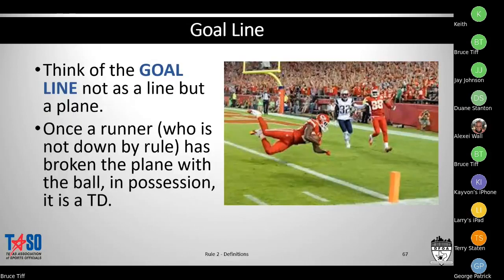Think of the goal line in these situations, because we're talking about the goal line now. Think of the goal line not as a line, but as a plane, like glass. Once a runner who is not down by rule breaks the plane, breaks the glass with the ball in possession, it's a touchdown. Once they go through that pane of glass, it's a touchdown. If he hits the ground and the ball comes squirting out, it was in possession when they crossed the goal line. You have a touchdown.